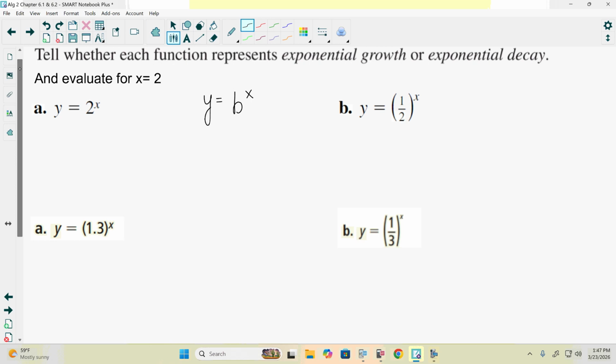Now we look at a, y equals 2 to the x. What is the value of b for this here? 2. Is 2 bigger than 1 or between 0 and 1? Bigger than 1. So this is growth.